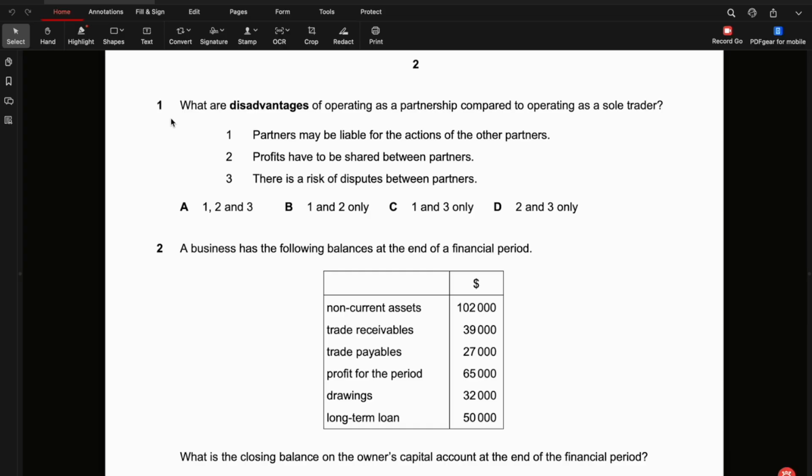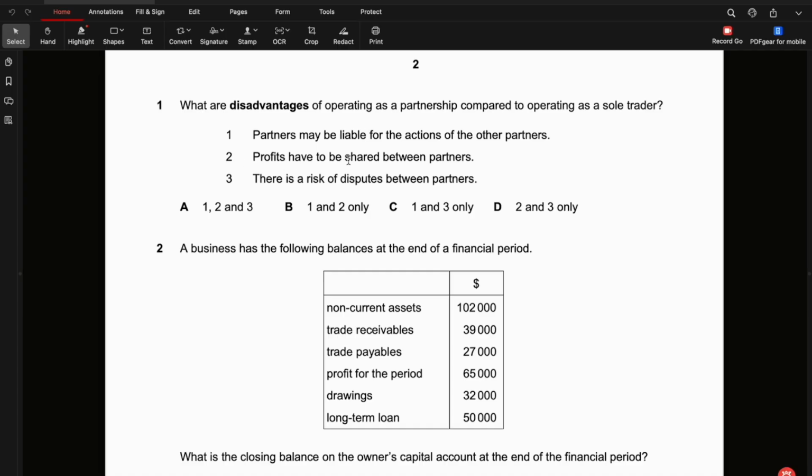Question number 1. What are disadvantages of operating as partnership compared to operating as sole trader? So in partnership, first disadvantage they mentioned here is partners may be liable for the actions of another partners. This is absolutely correct because if one partner makes incorrect choices or decisions, then all other partners also have to suffer the loss that partnership makes. So this is one of the disadvantages.